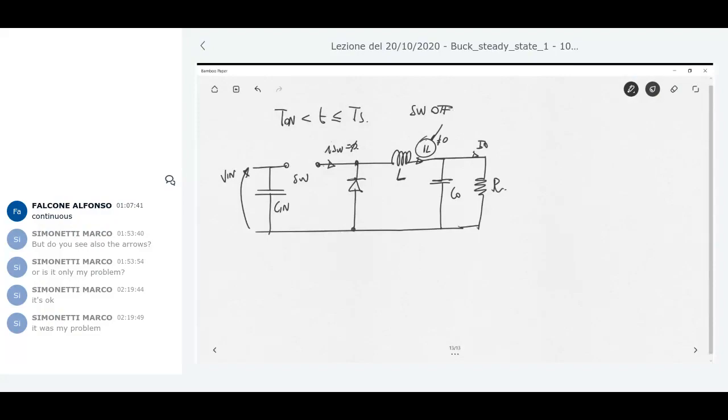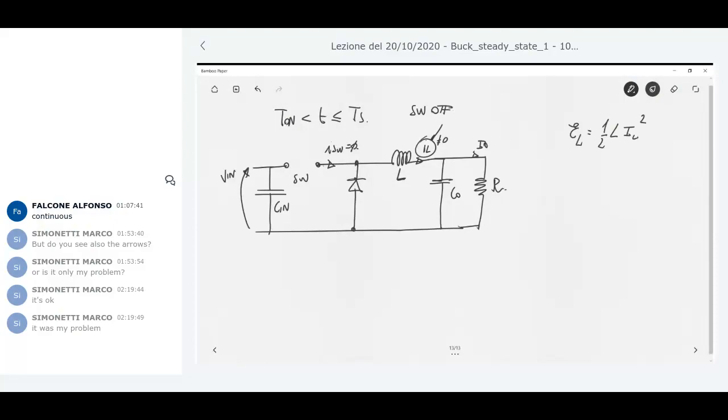In another way, you can look at the same situation, looking at the energy. When you have a current flowing through an inductor, it means that you have energy established in the magnetic field of the inductor. And this energy is 1/2 L multiplied by the current flowing through the inductor squared. And you should know that energy cannot disappear suddenly.